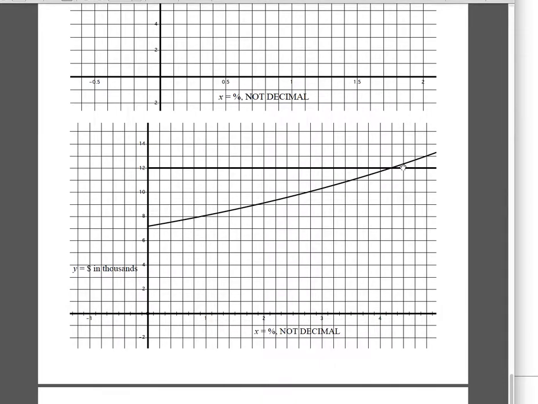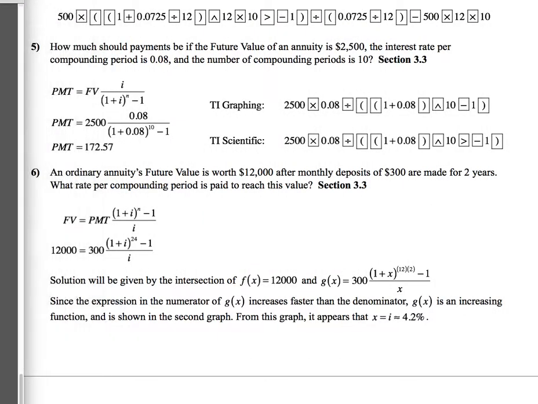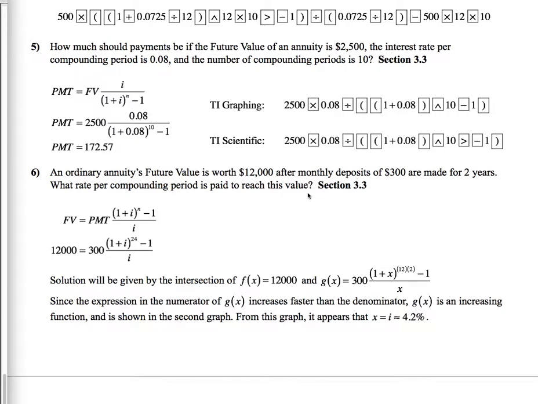And there are other characteristics of the graph that we will discuss in class that will allow you to choose between two increasing graphs, but for the practice I only included a decreasing and an increasing. Well, what are we looking for here? Well, we want to know what rate per compounding period is going to get us to $12,000.